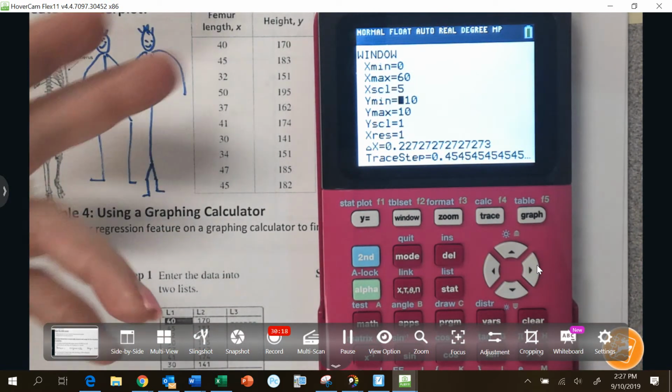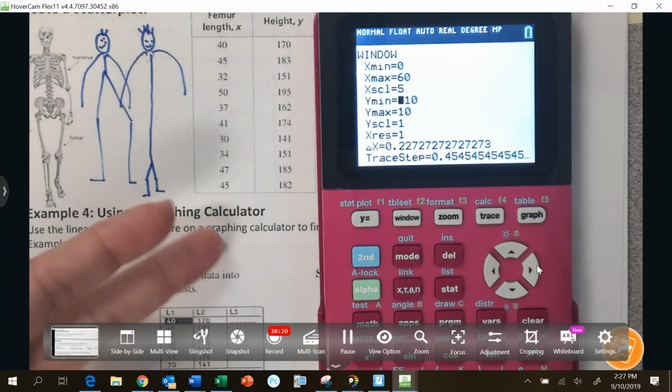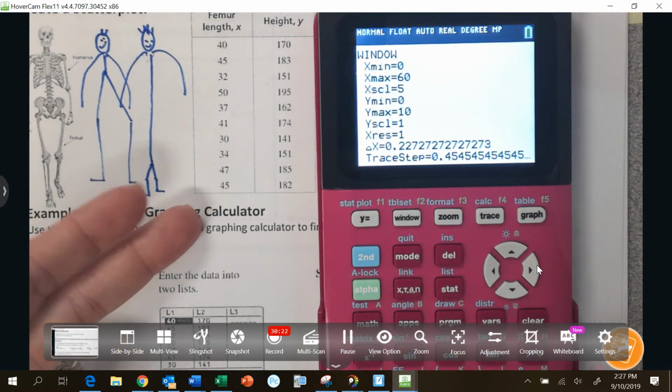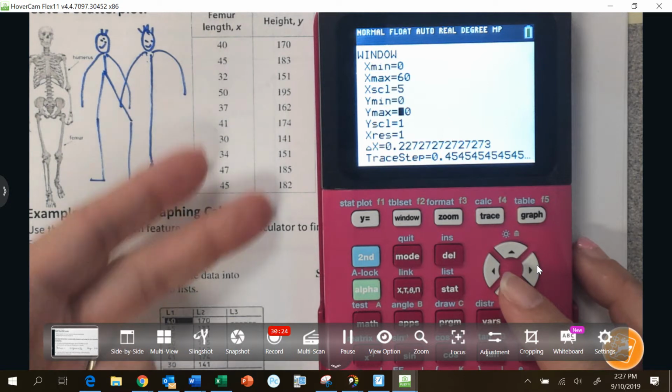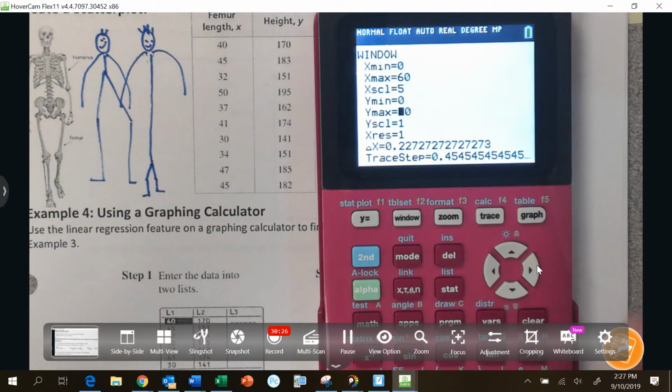The Y minimum, that's my height. So what's the smallest height we could have? 0. We can't have negatives. Then on here, it looks like the highest is 195, so 200. And then the scale, I'm going to do 10s. You can do 5s, that's fine. Our scales don't have to match.